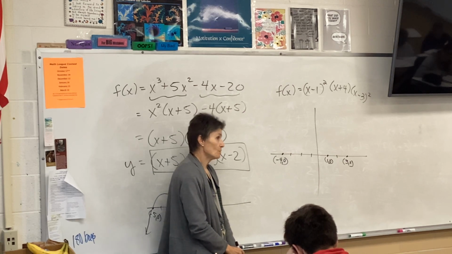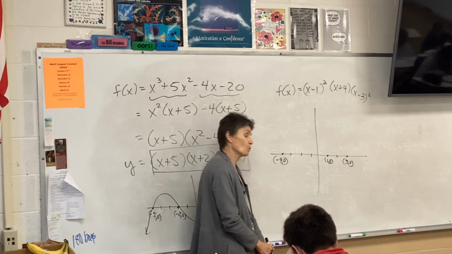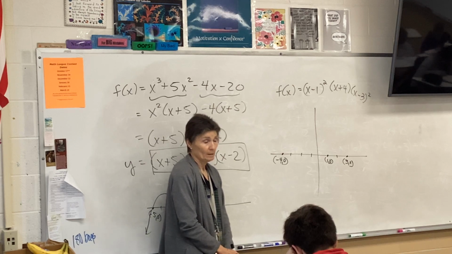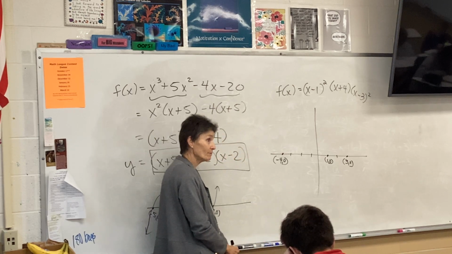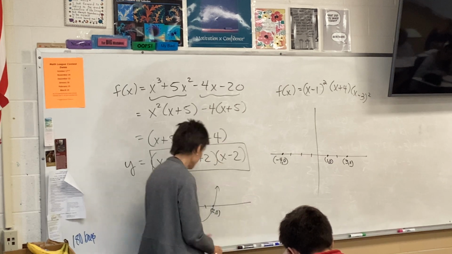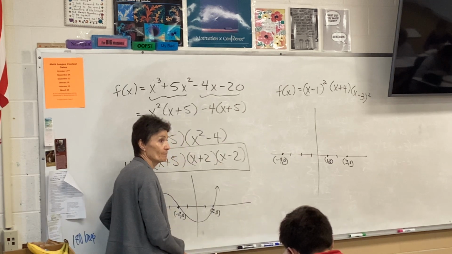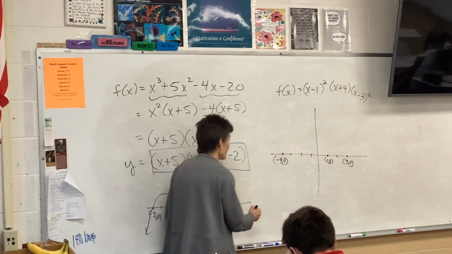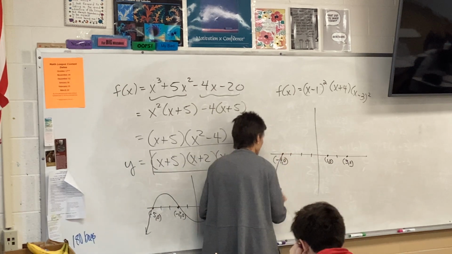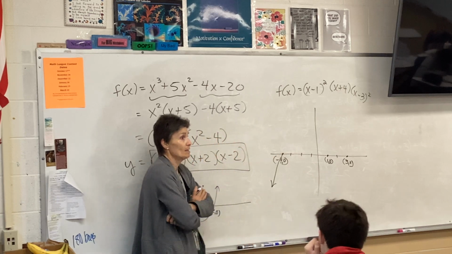Now, the next thing we need to do is figure out how many x's we've got so we know where to start. So how many x's do we have altogether? 5. 5 is odd. Odds start down here, evens start up here. So I know I'm going to start down here because I have an odd number of x's. I have 5 x's. My degree is 5.